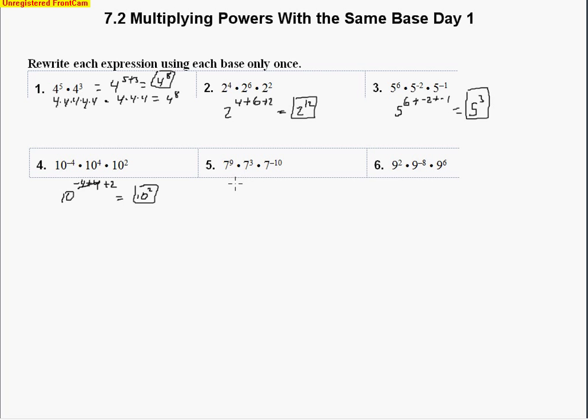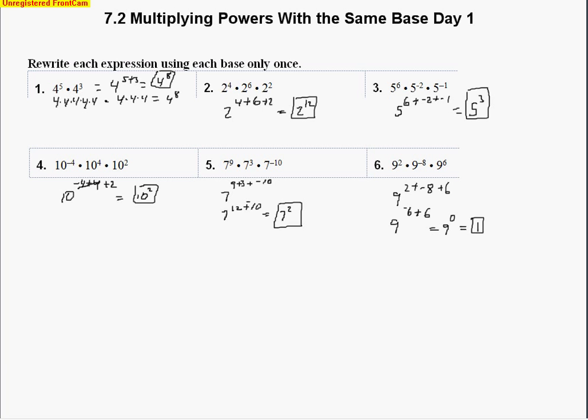Over on this one, we have 7 to the 9th, 7 to the 3rd, so I'm adding those two together, plus negative 10. If I just add the 9 and the 3, I get 12, but then I have to add on that negative 10, and so I end up having to subtract since they are opposite in sign, leaving me with 7 to the 2nd power. On this next one, 9 to the 2nd plus negative 8 plus positive 6. When I add these together, I get 9 to the negative 6th plus positive 6 makes 9 to the 0 power. And anytime you have anything to the 0 power, the answer is just 1.